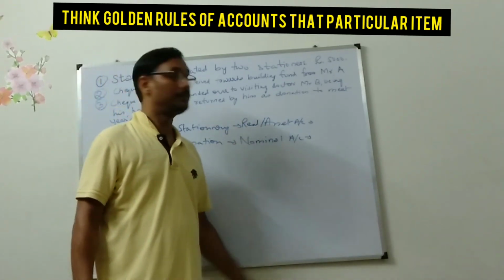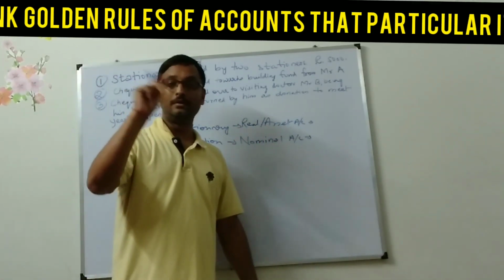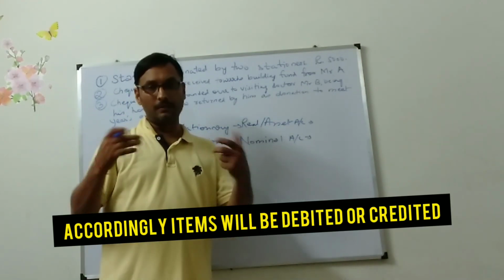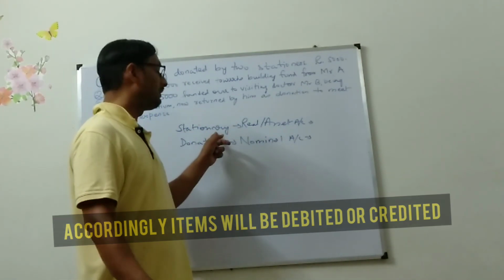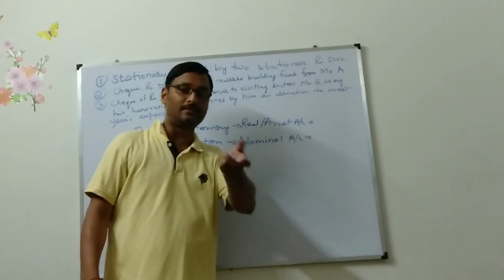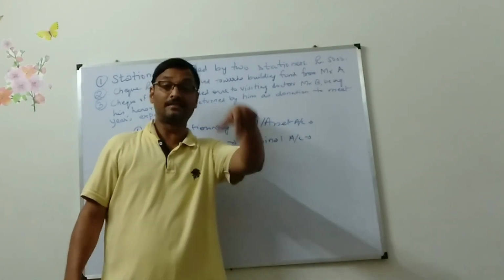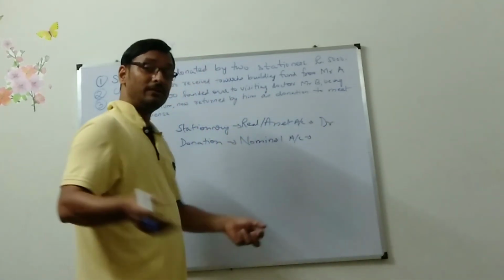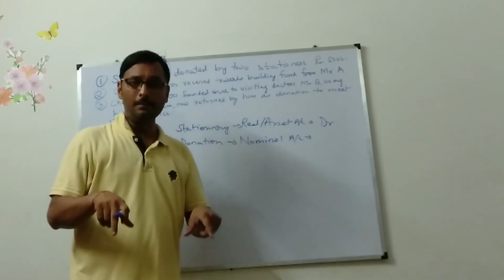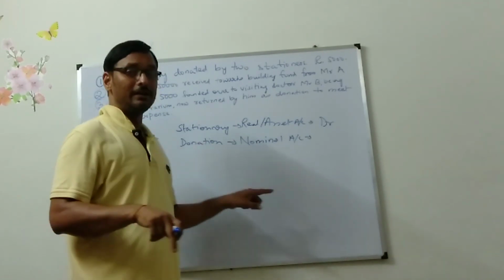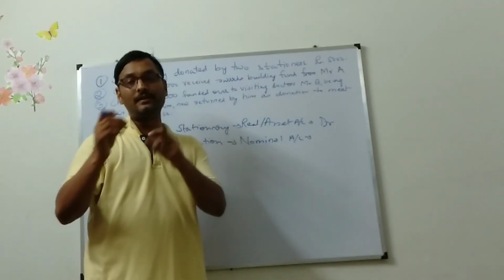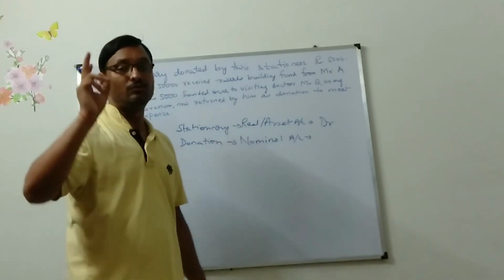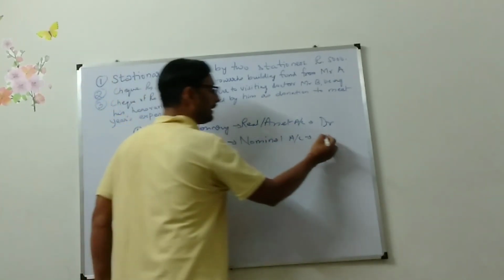Stationery is coming in, real or asset account. Now you have to think of the golden rules. Debit what comes in, credit what goes out. When somebody is donating you stationery, it is coming into your premises, so it will be debited. Someone is donating to you, so it is your income. For nominal account, debit all expenses and losses, and credit all incomes and gains. So this is your income, so it will be credited.